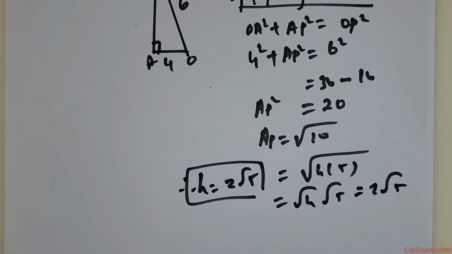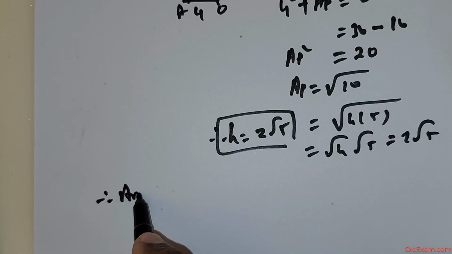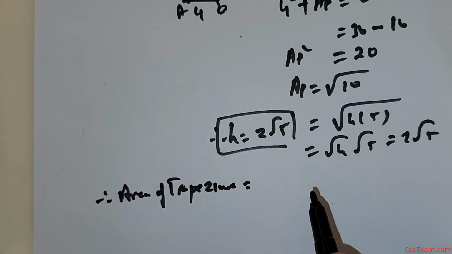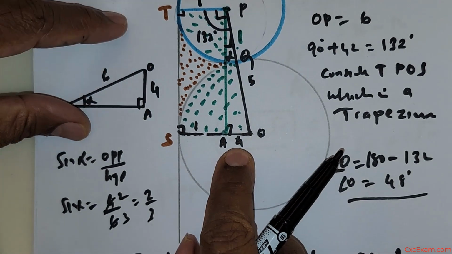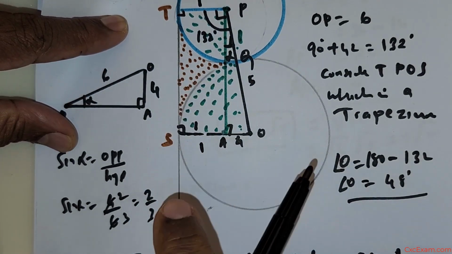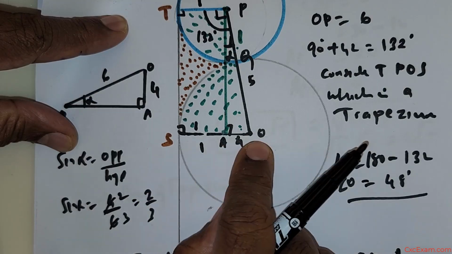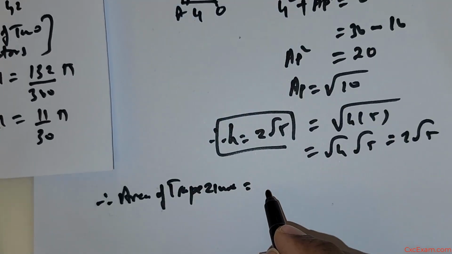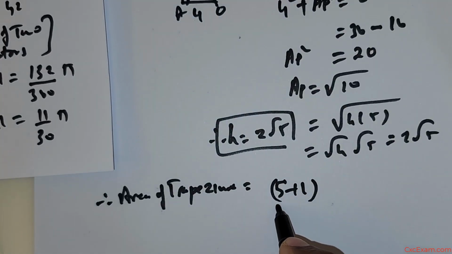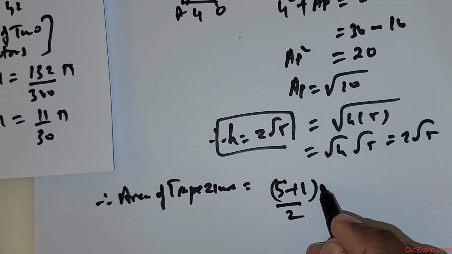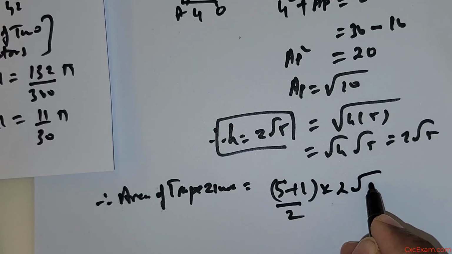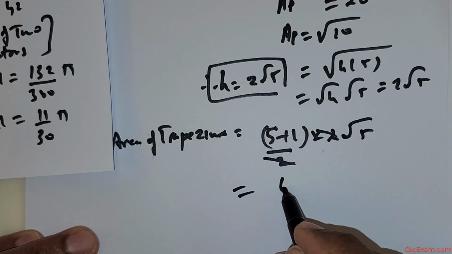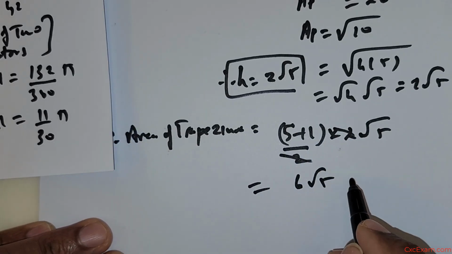So area of the trapezium: what is the area of trapezium? Base 1, what is the base? First base 4, this is 1 unit, right? So this base is going to be 5 units, and this is going to be 1 unit. So 5 plus 1 divided by 2 multiplied with 2 times root of 5. So 2 gets cancelled. 5 plus 1 is 6 times root of 5 square units.